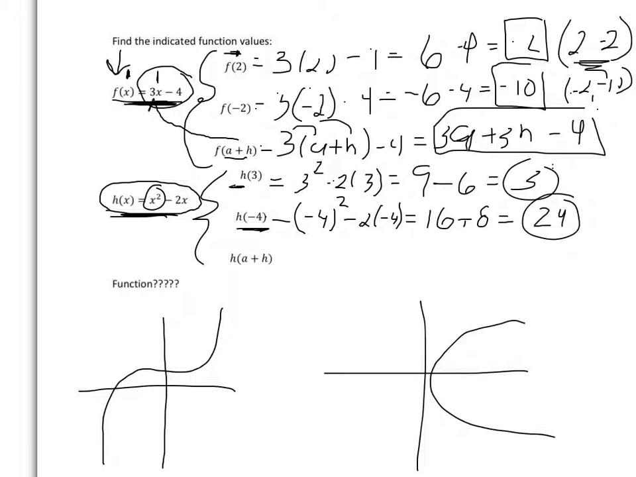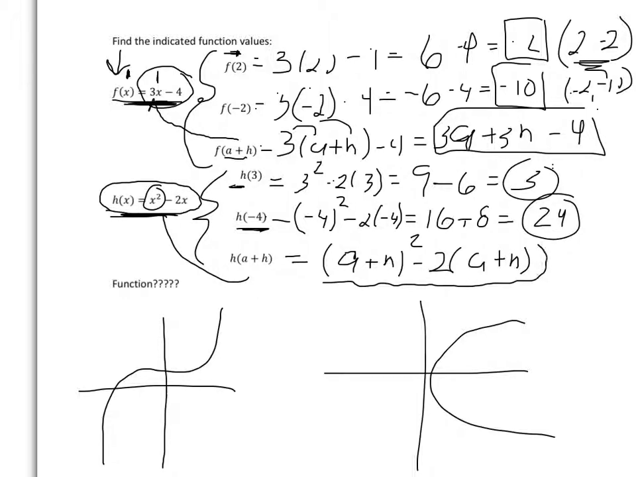And then finally, this h of a plus h, we don't know what h of a plus h is. We don't even really know what a plus h is, but it doesn't mean that we can't plug it in for the x's here. So this is going to give us (a plus h) squared minus 2 times (a plus h), and we're just going to leave it at that. There is a way that we could expand this out, but we'll get to that in a couple sections when we talk about polynomials.